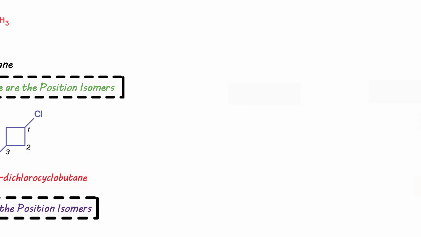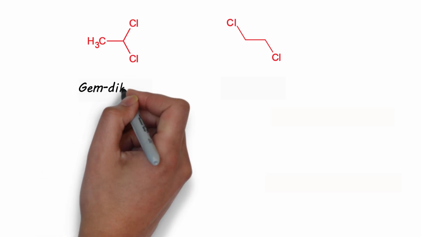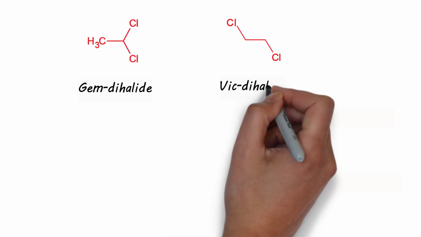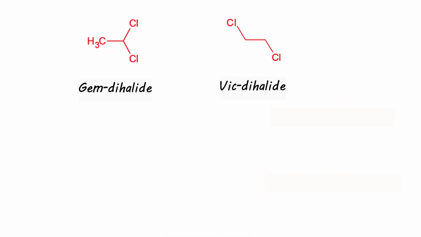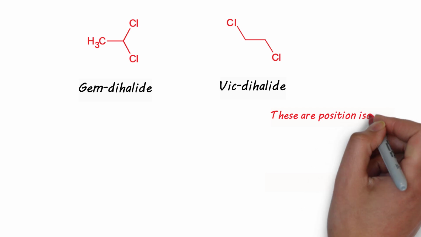In the same way, we have these two. These are actually the dihalides. The first one is a geminal dihalide and the second one is a vicinal dihalide. So clearly the mother chain is the same, of 2 carbon atoms, and they possess the same functionality, but again they differ from each other in the position of the functional group. So these are also position isomers.